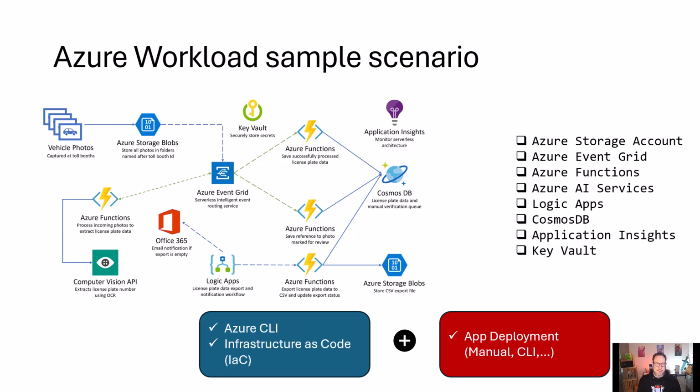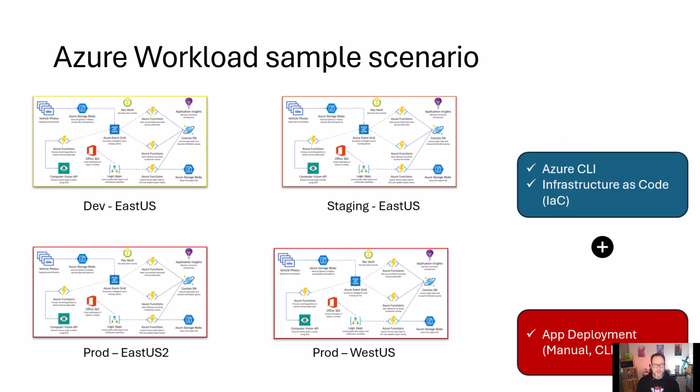So deploying this could start again from Azure CLI, preferably using, I guess, infrastructure as code to really build that infrastructure. But then on top of that, you would still need to deploy the applications, like maybe manual, again, maybe CLI in case of functions would still be okay. But then what if we want to deploy across different environments? Like starting, for example, in a dev environment in East US, moving to staging in East US again, why not? And eventually having a redundant production environment in East US 2 and West US.